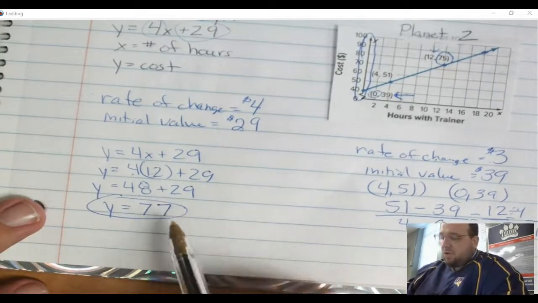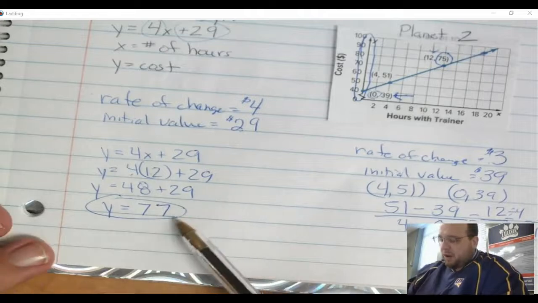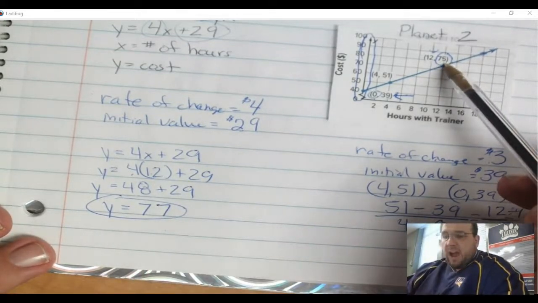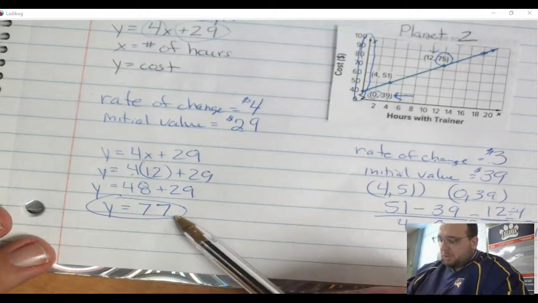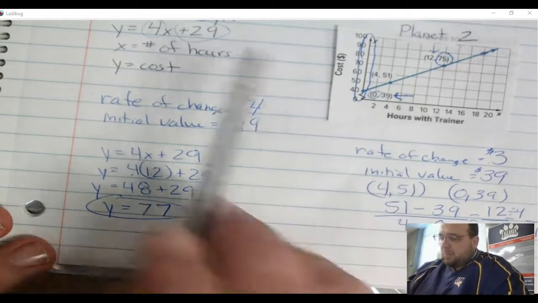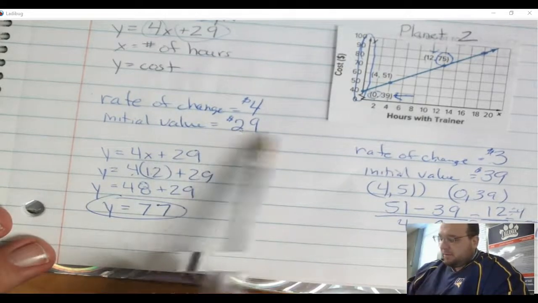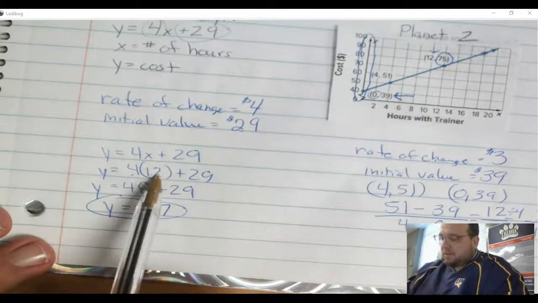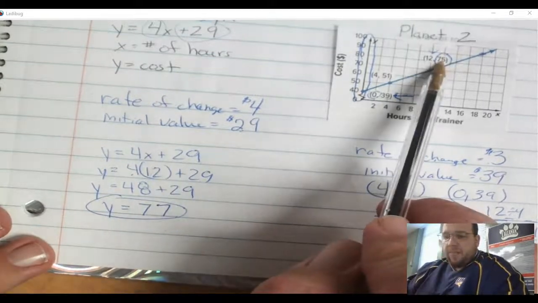So if I am going to sign up for 12 hours with a trainer, it appears that Planet Z is actually $2 cheaper than Gold's Gym. So even though Gold's Gym was cheaper at the beginning, 29 versus 39, if I do 12 hours, Planet Z is actually the better deal.